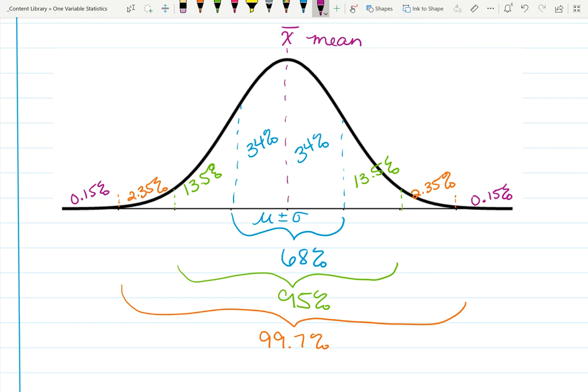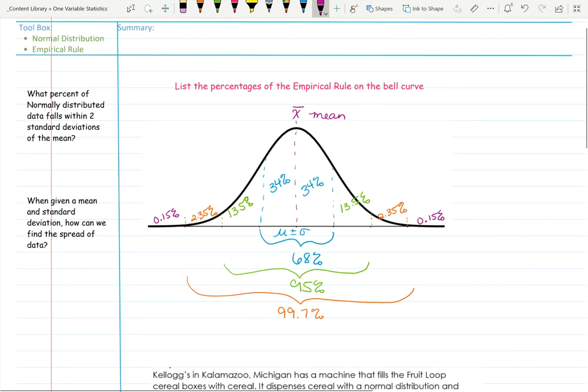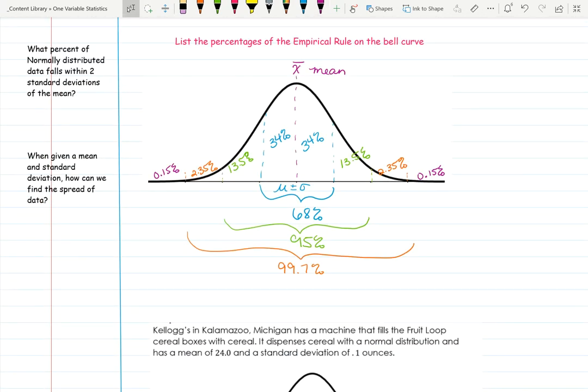Again, anytime you have an empirical rule, a theorem, a postulate, something like that, that's just telling you that somebody collected a ton of data and found these patterns. That's all that's saying. So when given a mean and a standard deviation, how can we find the spread of the data? Well, by using the standard deviation, you can figure out how far out it is or how far below. And when I say it, I mean the mean. So how far above it, how far below it.